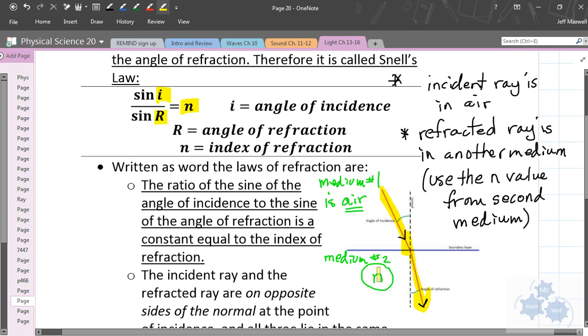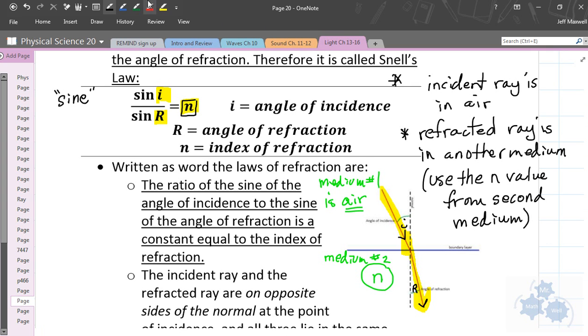Snell discovered that if you take the sine, and this is the trigonometric function, the ratio sine, of this angle I, and you divide it by the sine of this angle R, then that also equals the same number as the index of refraction. And so that's kind of good. We don't have to talk about speed of light. We can instead talk about incoming angles of light and how it's refracted. So that's going to help us.